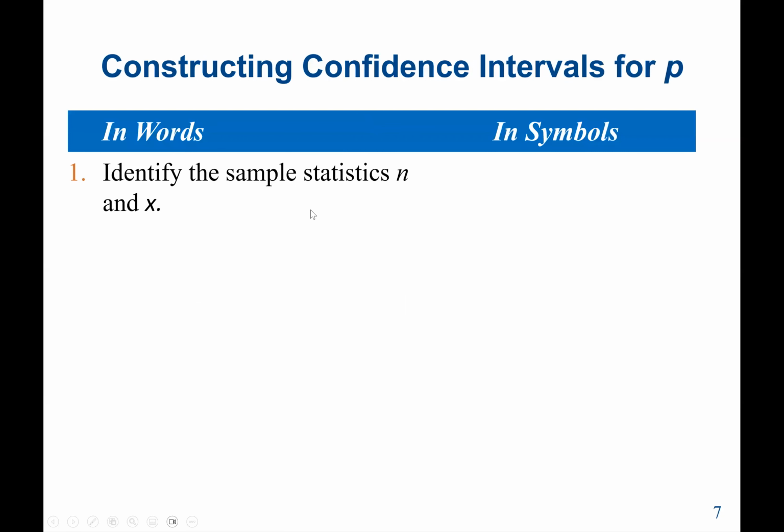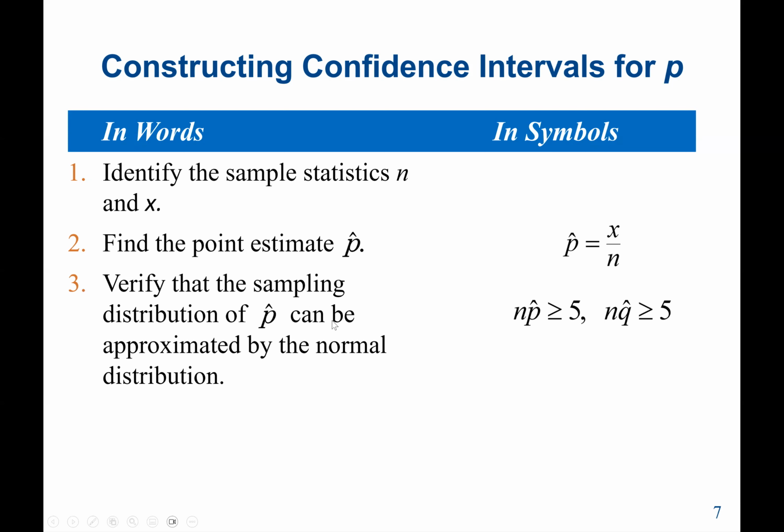So the steps to constructing the confidence interval for P are, first we need to identify the sample statistics N and also the X, the number of successes. Then we can find the point estimate first. Now, when we get the point estimate, we need to find the E. Then the interval will be the point estimate minus E to the point estimate plus E. So the next step, we are going to verify that the sampling distribution of P hat can be approximated by the normal distribution.